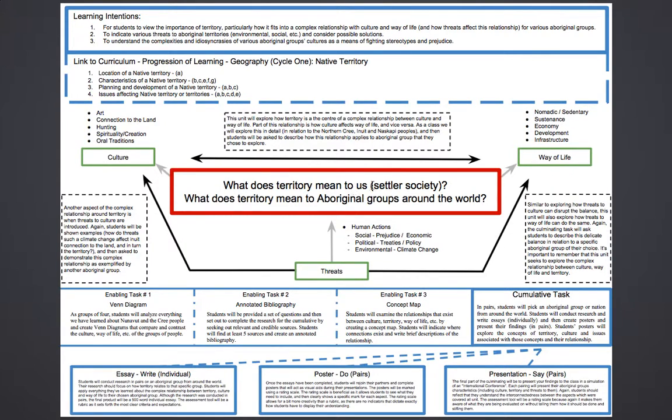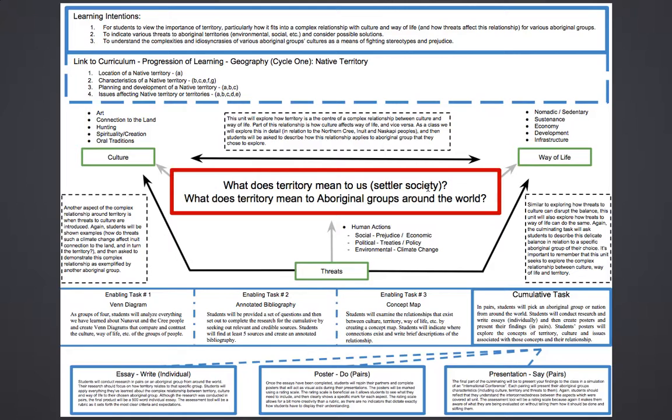So how does territory play into way of life? How does way of life play into culture? How does culture play into territory? How can a threat to territory affect way of life, and therefore affect culture? Or how does a threat to culture affect way of life, and affect territory? I want students to understand that it's a delicate balance between culture, way of life, and territory, and that a threat to one of these aspects affects the whole web, the whole balance of them.